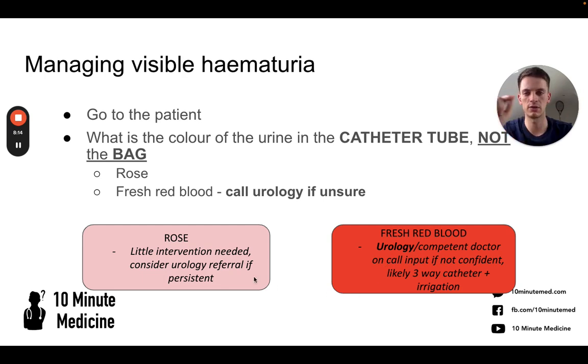and that determines whether the urine is clear or not. The 2 main types of visible haematuria: rosé, which is dilute blood in the urine, and you need to investigate the cause of that. It could be a UTI. But the main one we worry about in urology is fresh red blood. You probably need competence in managing this, or at least call for senior help, as the patient will probably need a 3-way catheter to irrigate the bladder to stop clots forming and to stop clot retention.